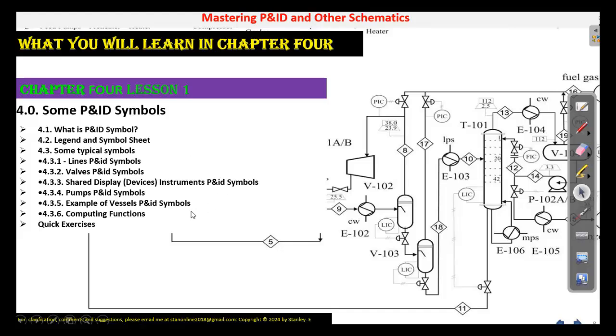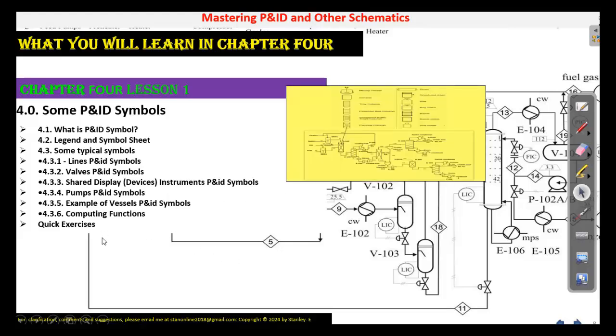Some typical symbols. Lines and P&ID symbol. Valve P&ID symbol. Shared display device, instrument and P&ID symbol. Pump and P&ID symbol. Example of version of P&ID symbol. Computing function, and of course some quick exercises.